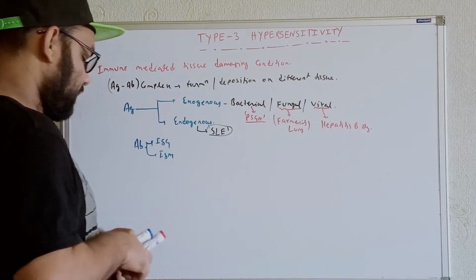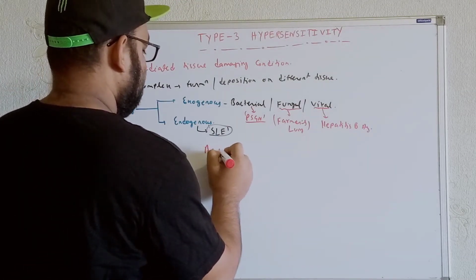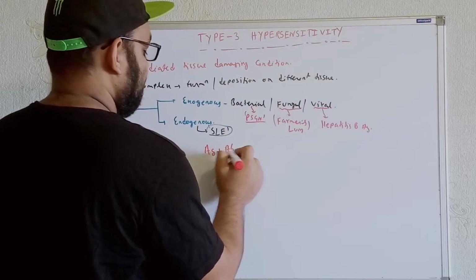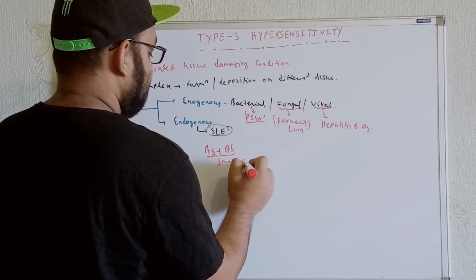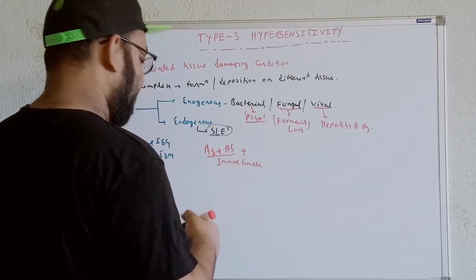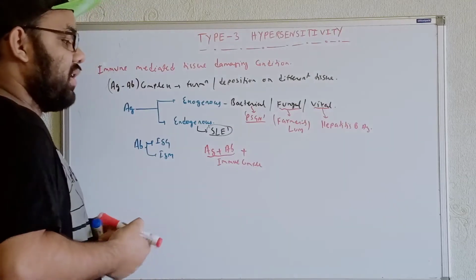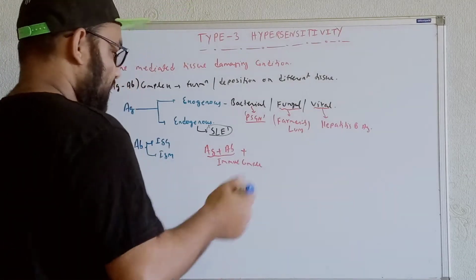So let's write it over here. We'll get antigen plus antibody. Therefore, they will form the immune complex. And whenever the immune complex is formed, there will be activation of certain types of inflammatory cells, for example neutrophils and macrophages. So let's write over here neutrophils.